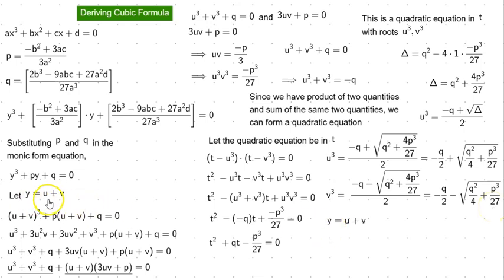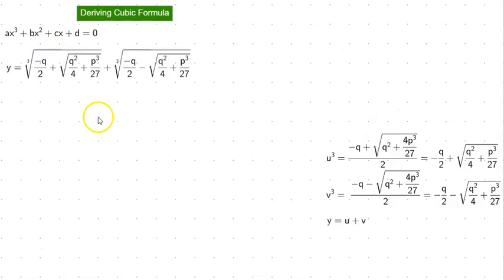Remember, y is equal to u plus v. But here what we have got is u cube and v cube. So to get u and v, we have to take the cube root on the right hand sides. So let's do that. So we have y is equal to cube root of minus q by 2 plus square root of q square by 4 plus p cube by 27, plus v, which is cube root of minus q by 2 minus square root of q square by 4 plus p cube by 27.